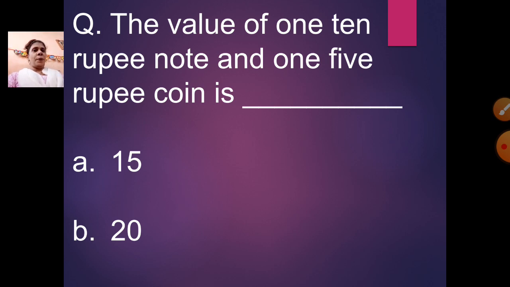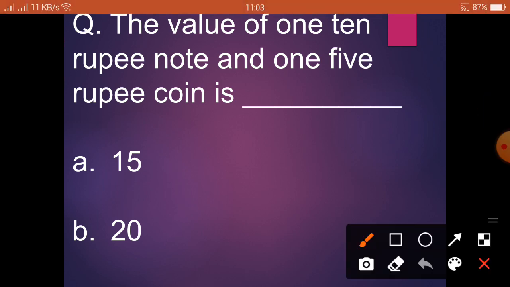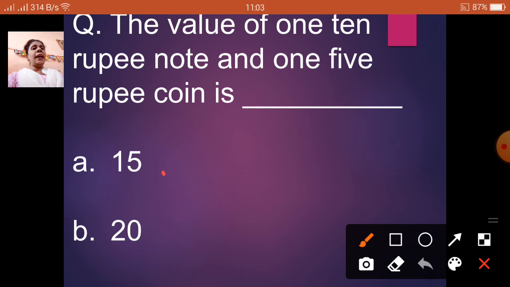Now one 10 rupee note you are having and one 5 rupee coin. So 10 plus 5 will be how much, children? 15 or 20? Yes, option A 15. The value of one 10 rupee note and one 5 rupee coin is rupees 15.